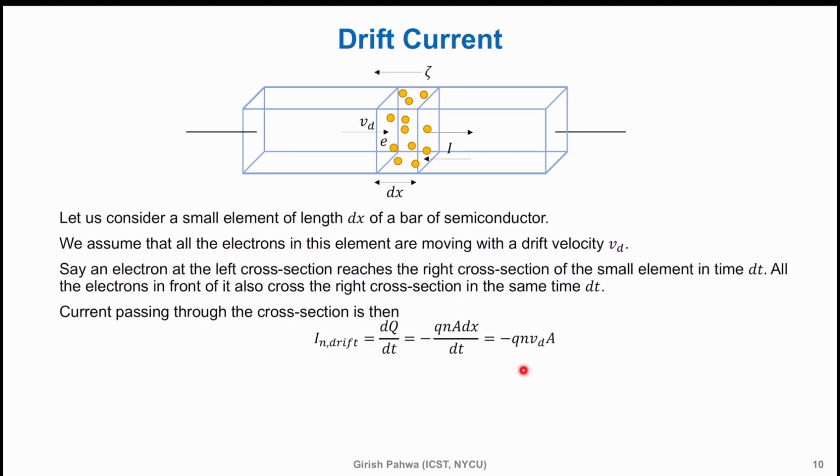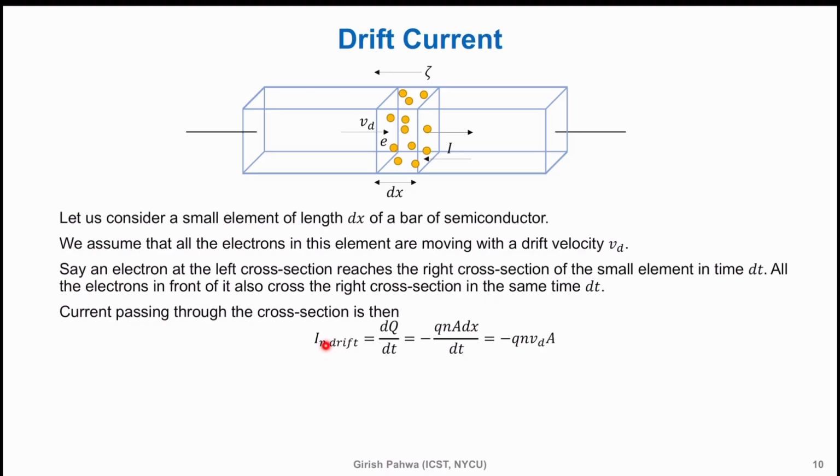What does it depend on? The carrier density, of course, and the drift velocity. So the multiplication of the carrier density and the drift velocity determines my drift current. The n denotes it's the electron current. Similarly, there can be hole current as well.